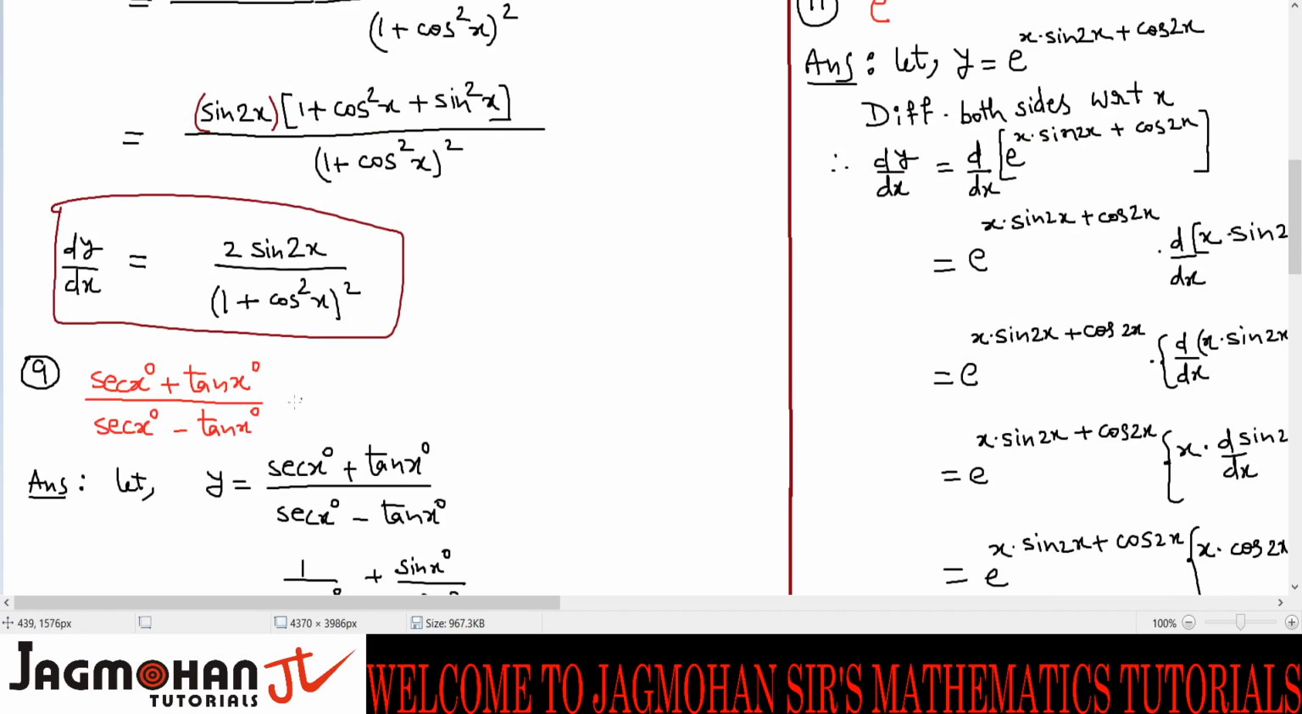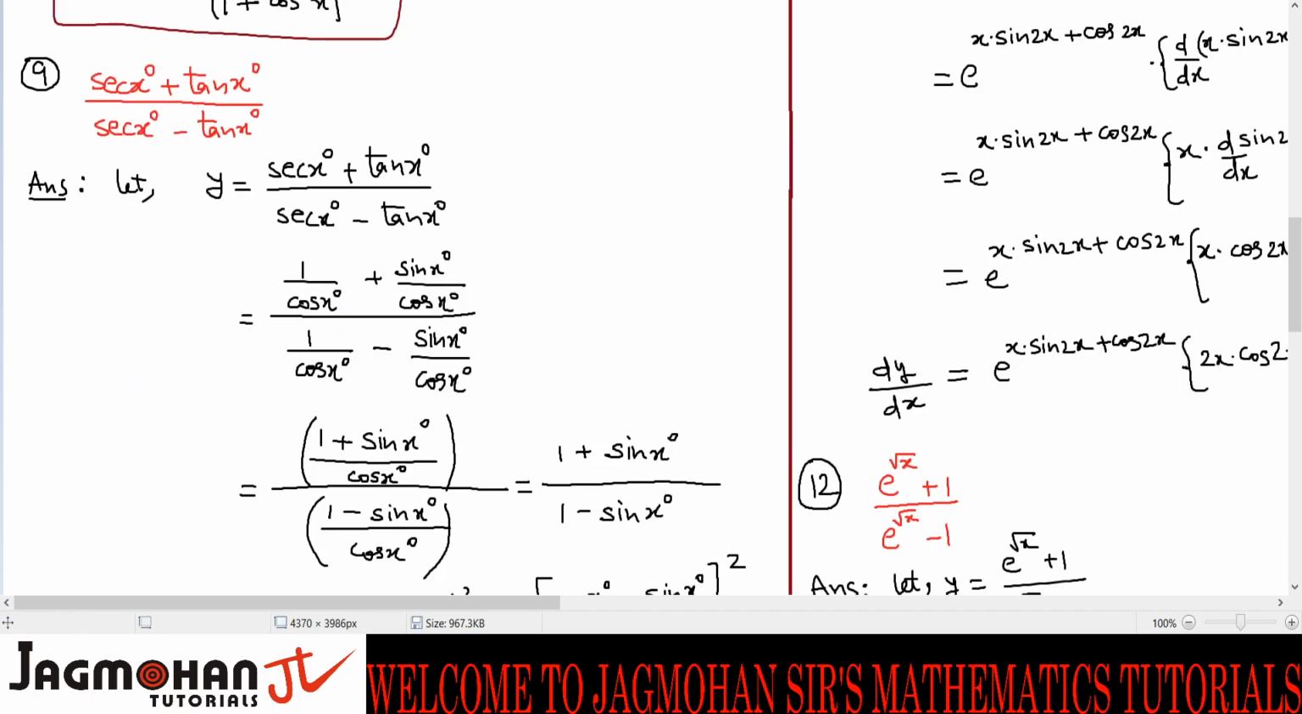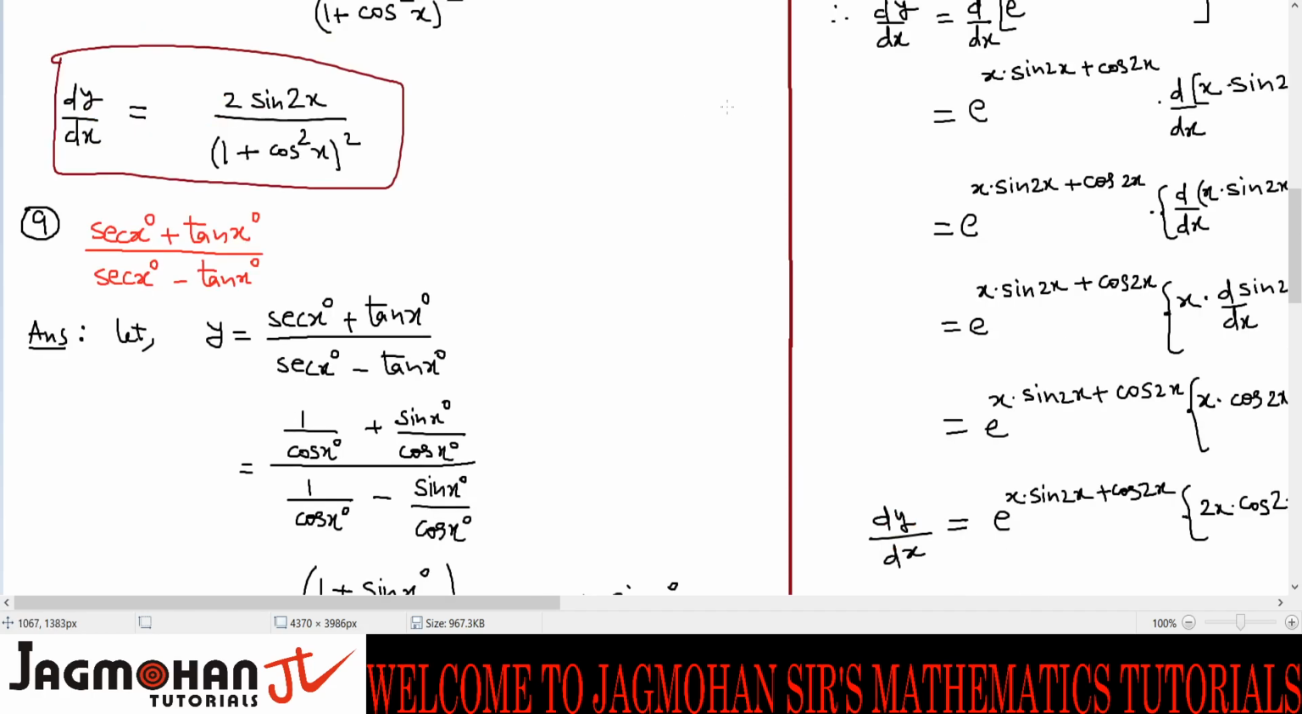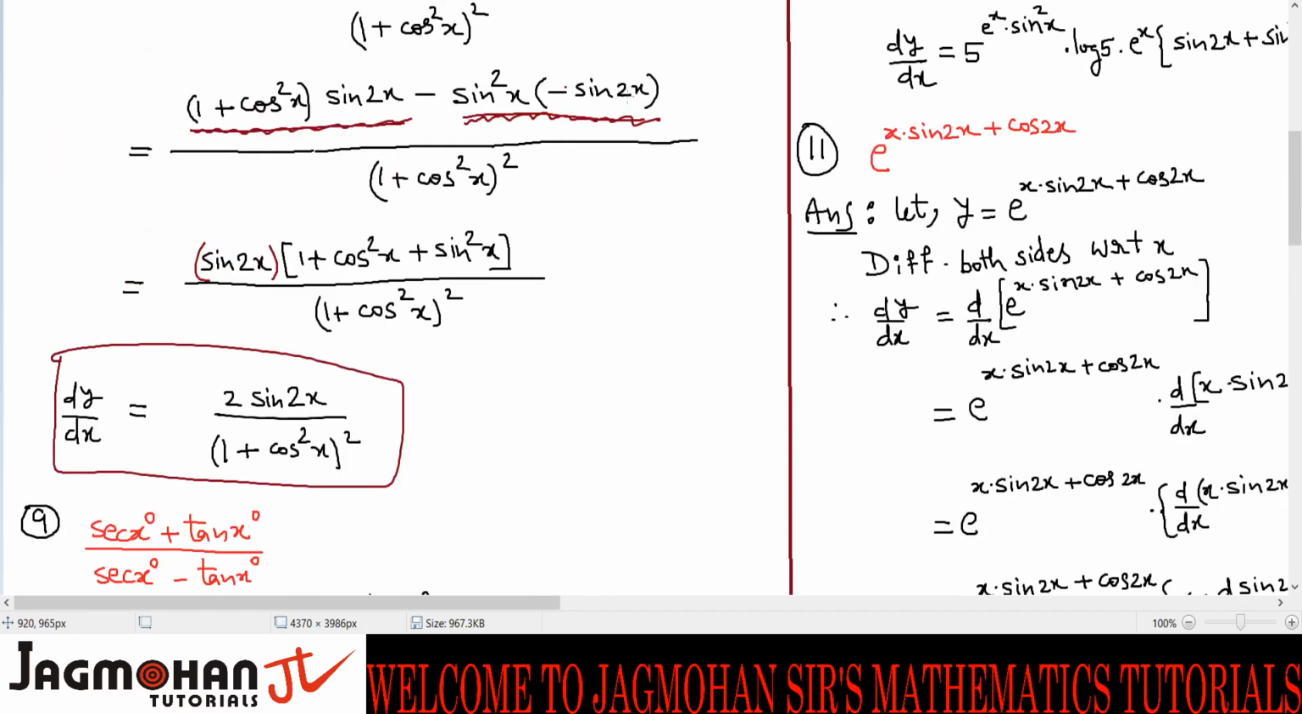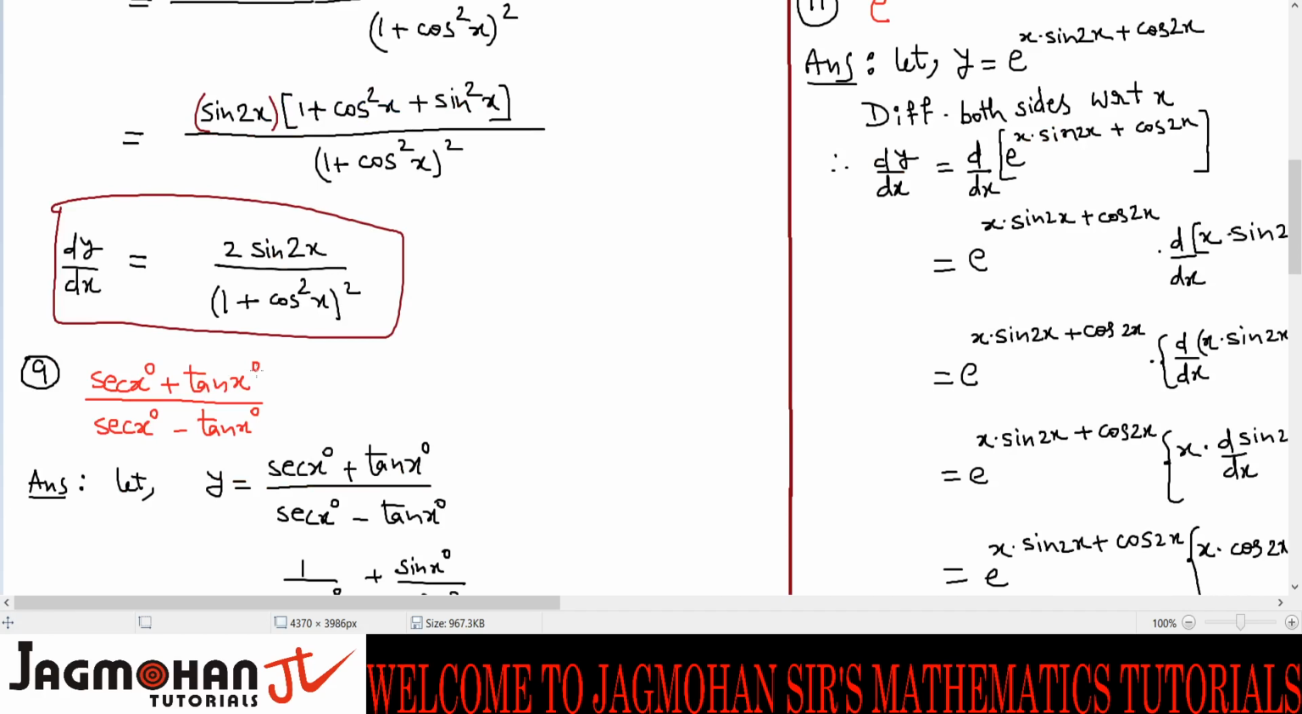Then we move to next question number 9. In this question, you will notice that angles are given in degrees. Now you might be thinking that earlier also we had trigonometric functions, but why were we not given the symbol of degree? Here you got sine of, here you got cos square x, but for this we have not written degree. Then why are we writing degree here, sec x degree and tan x degree?